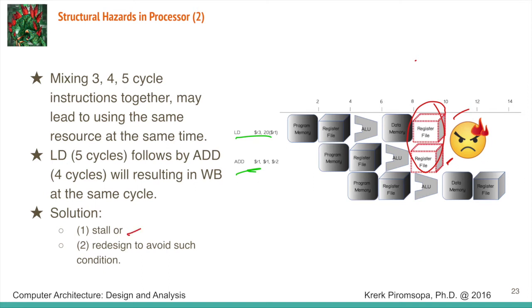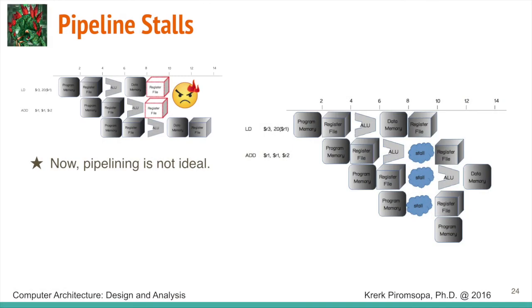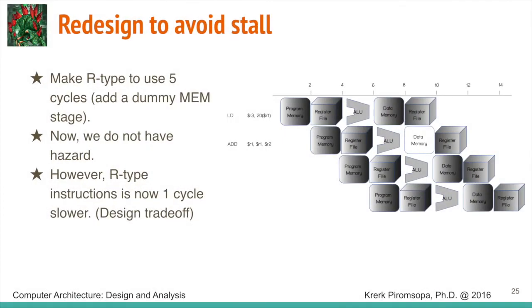How would you solve it? Well, first solution, you stall. Another one, you have to redesign it in a way that you don't have to stall. So let's see how you would redesign it. Well, this one is stall, right? But when we stall, you see that we got a wait cycle, and you have to wait all the way, or else you introduce another hazard. We don't like it, because we don't like waiting, we don't like wasted cycles in the processor.